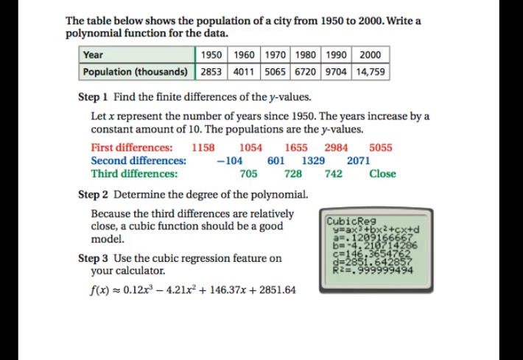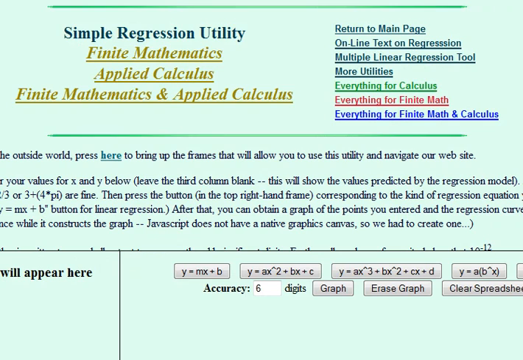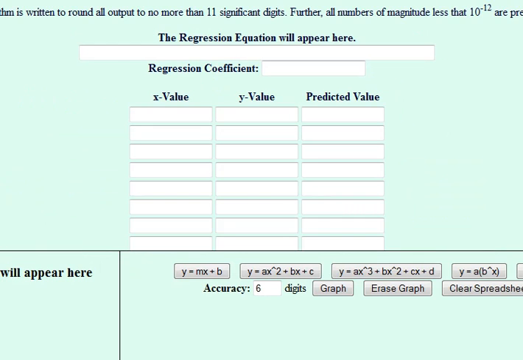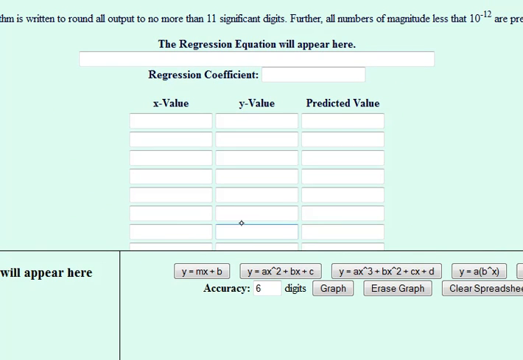Now if you don't have a graphing calculator, sometimes you can find one online, and that's what I did here. I have a link to this in our course. You can see here what you actually do is plug in the x and y values in here, and then you can pick one of the regression formats that you want, and it will give you the regression formula up here.